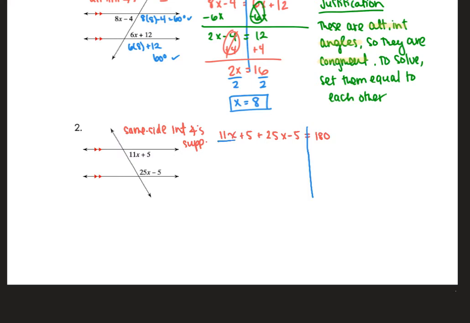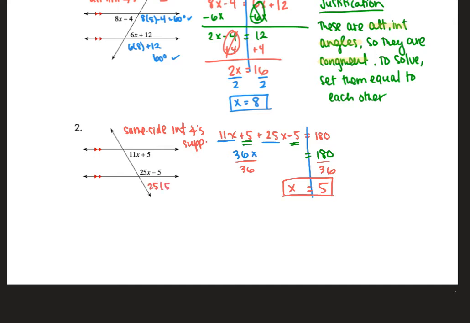So to solve, we're going to combine like terms. So 11x and 25x makes 36x. And then we have 5 and negative 5, which cancels out to 0, equals 180. And now to solve, we're just going to divide both sides by 36. So 180 divided by 36 is 5. So x equals 5.